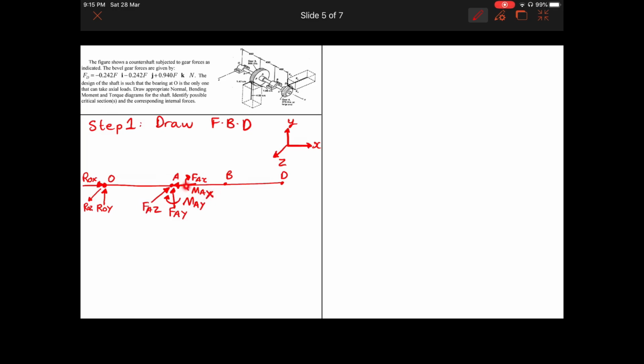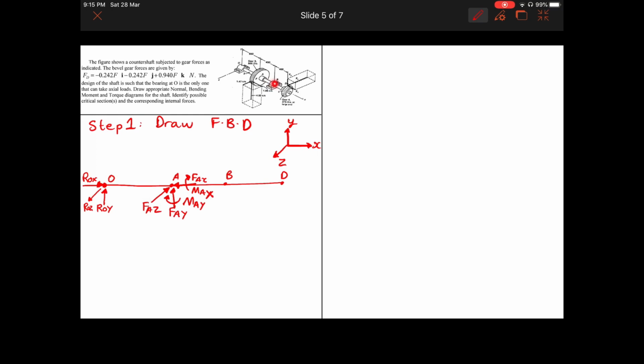The subscript is the axis about which it is occurring. So MAY is about the y-axis, MAX is about the x-axis. So the force that is creating MAX is again the force in y direction, and the force that is creating the moment about y-axis is the force in x-axis.